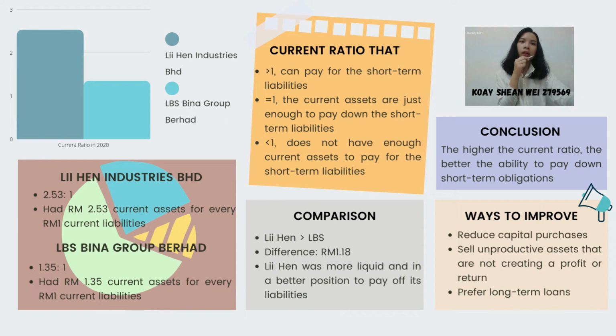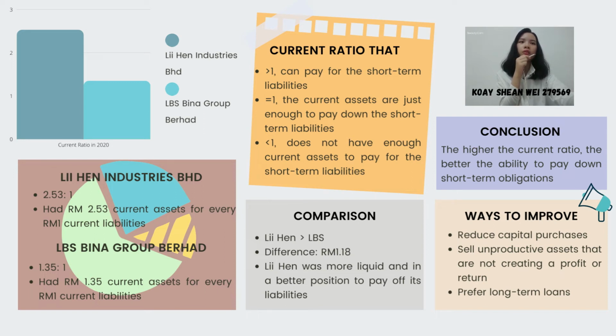Lihin Industry Berhad had 2 ringgit 53 cents of current assets for every 1 ringgit of current liabilities, compared with LBS Bina Group Berhad, which had only 1 ringgit 35 cents. In comparison, Lihin Industry Berhad had a higher current ratio than LBS Bina Group Berhad. Hence, Lihin Industry Berhad was more liquid and in a better position to pay off its liabilities. In conclusion, the higher the current ratio, the better the company's ability to pay down short-term obligations.